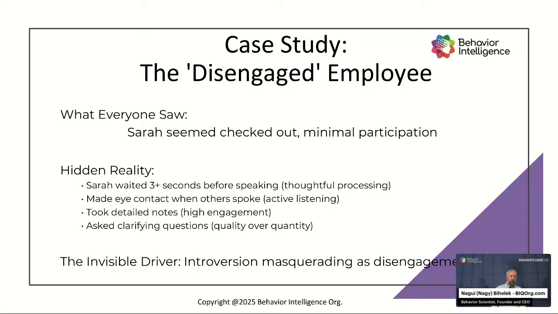Okay. Sarah didn't make a lot of eye contact. So that was part of what was observed as checked out. But when somebody spoke, she did have eye contact. So she knew how to listen actively and pay attention to that person. She was taking detailed notes of what's going on. So she actually was probably the best informed in the session, in the group.